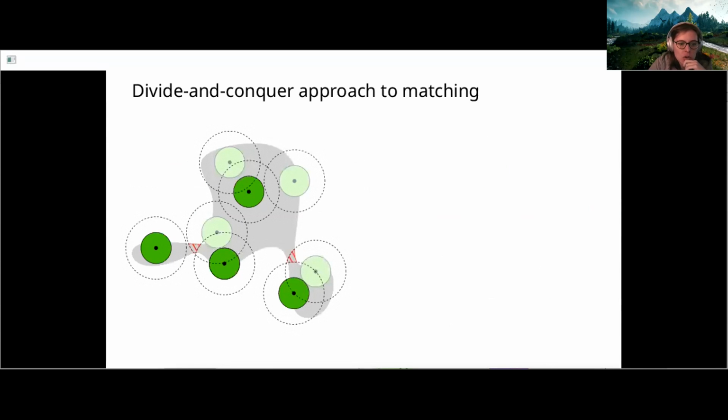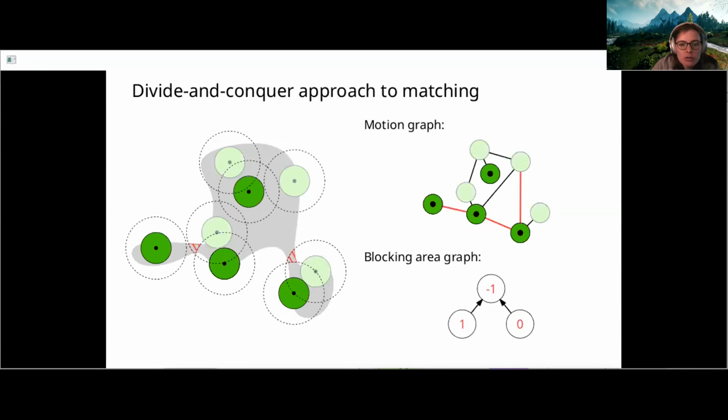So let me show an example of what's going on here. So we have this free space component with some start and target locations, some blocking area, and we build this motion graph with some edges crossing the blocking areas, and that's why they're highlighted in red. And we have the blocking area graph on the 3 residual components that we get. The weights are 1 in the leftmost component, -1 in the bigger part, and 0 in the tiny component on the bottom right.